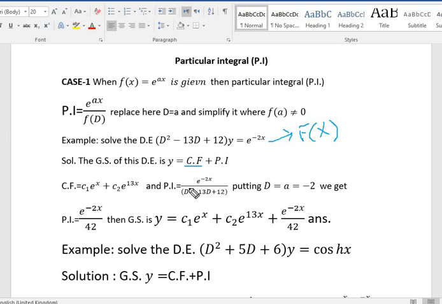The particular integral is e power ax, that means e power minus 2x divided by f of d, which is d squared minus 13d plus 12. Now replace d equal to a. What is a here? Minus 2. Simplify: minus 2 squared is 4, and plus 13 multiplied by 2 is 26. After simplification we get 42. Therefore the general solution of the given differential equation is y equal to c1 e power x plus c2 e power 13x plus e power minus 2x divided by 42. This is your answer. Hopefully you understand that.